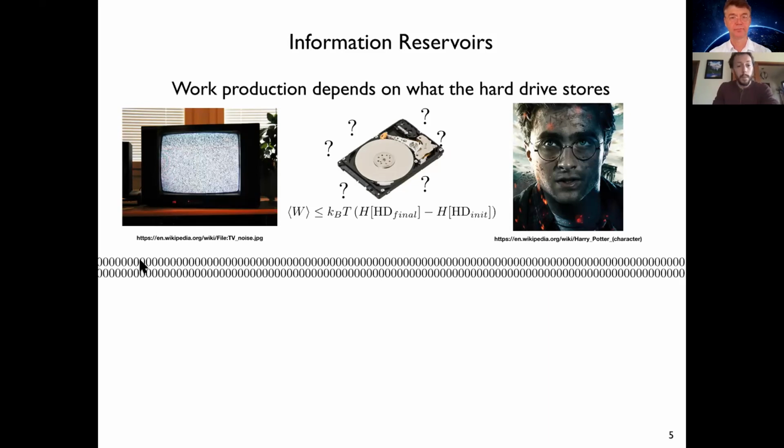On the other hand, it could be all zeros. It could be a totally erased hard drive, in which case you can produce a lot of work, because basically your only contribution is this positive term to the bound on work production. Alternatively, it could be something totally predictable, say the compiled works of Harry Potter, but it would be very complex and difficult to extract the work. So you can extract it, it's just you have to create a complex and intelligent agent to harvest it.